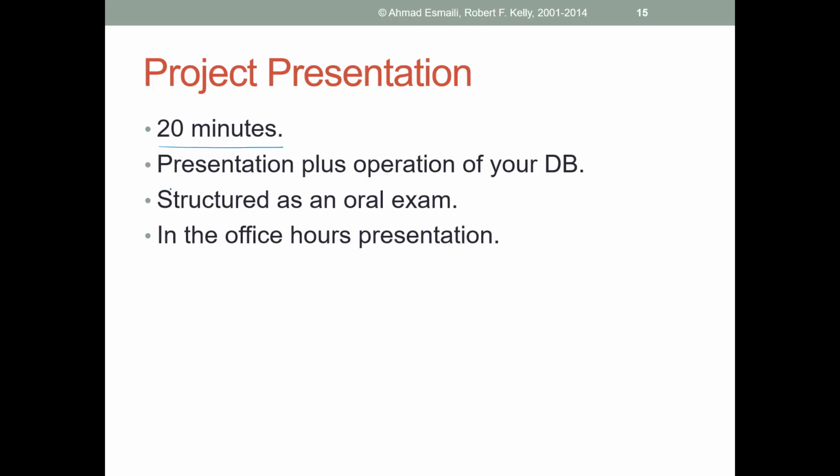So during the presentation, this is the final project presentation, you will have to present your project, and you will also have to demonstrate the operation of your project. So you should be able to run the SQL queries. You should be able to show how your GUI is working, right? And I'll provide you more details before the presentation.